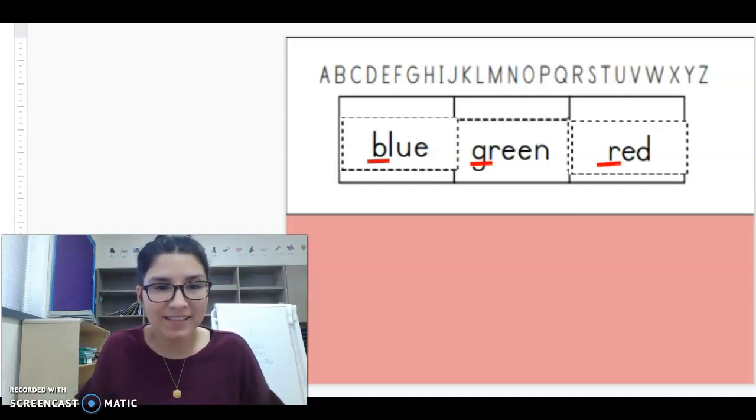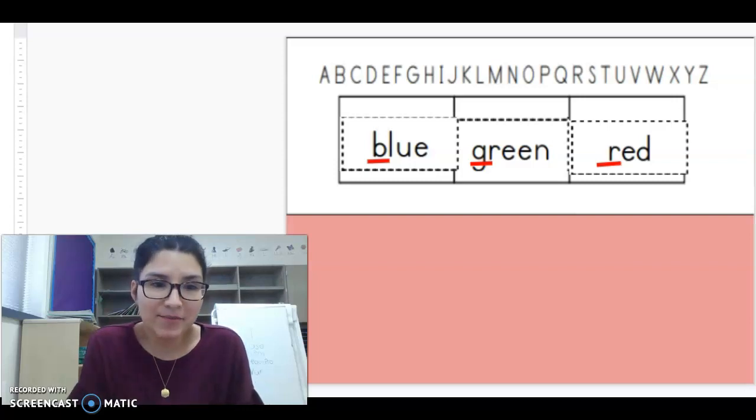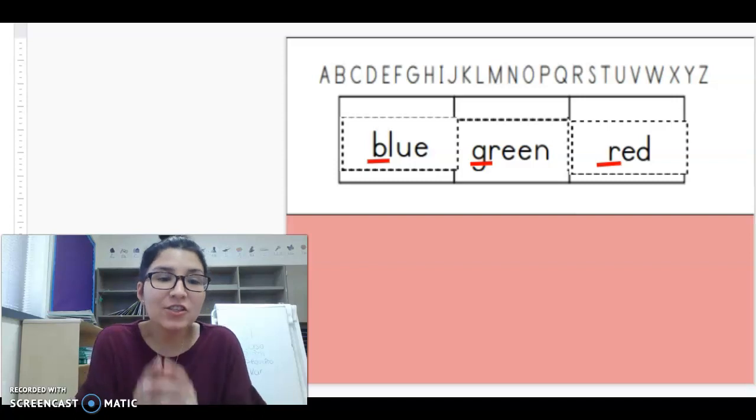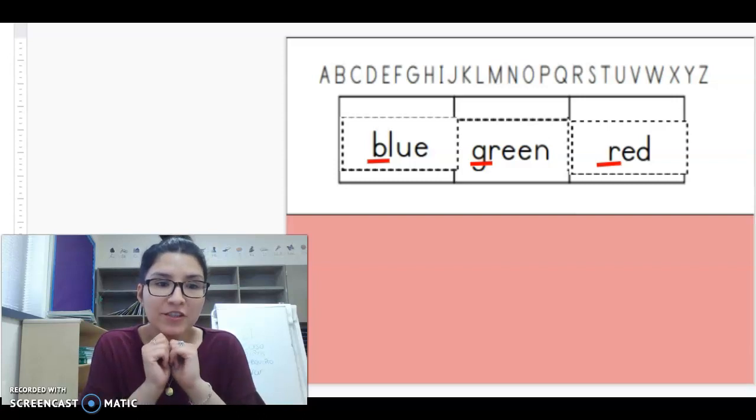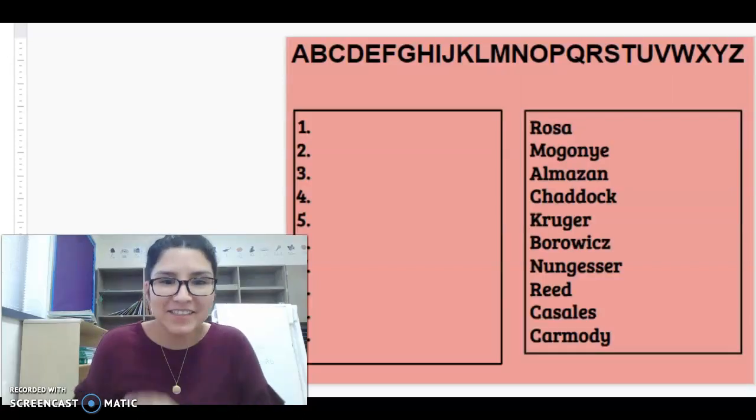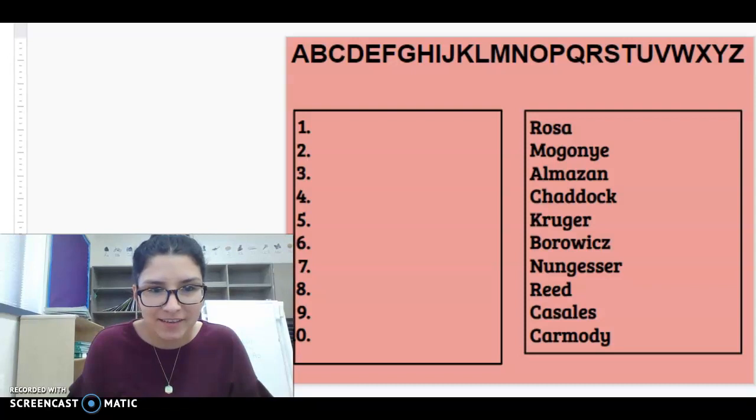All right, the next thing we're going to do is go to the next slide where I have different names of some teachers that are here in the school, and I need your help to put them in alphabetical order. So we're going to use the alphabet as our tool, and we're going to use what we've learned so far. All right, do you see all these teachers' names right here? Oh, I need to move the box over just a little bit.